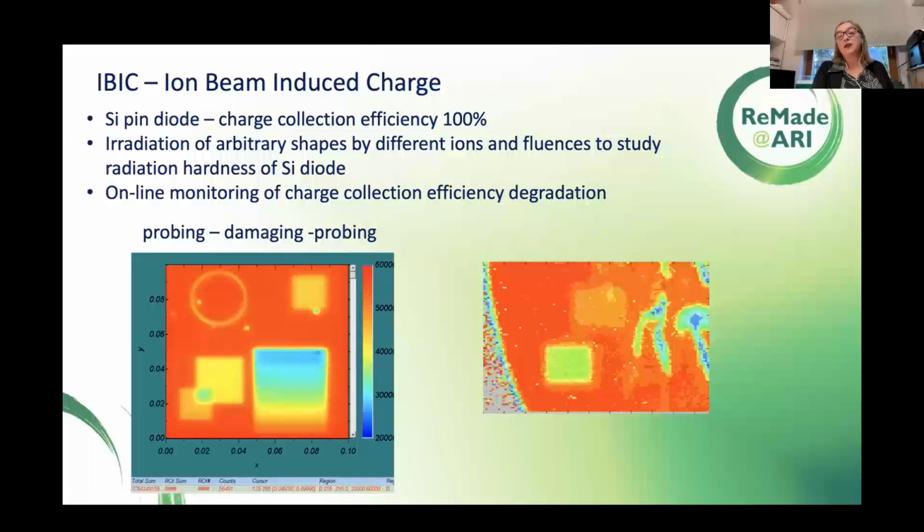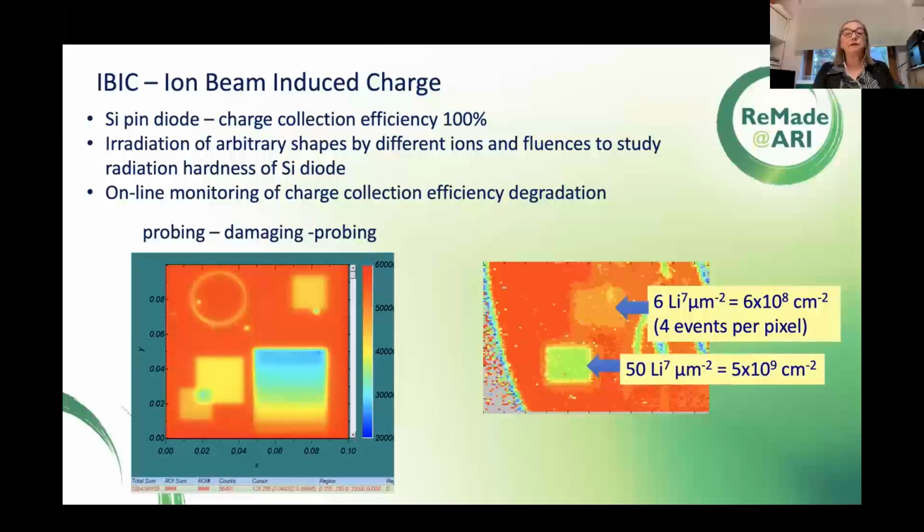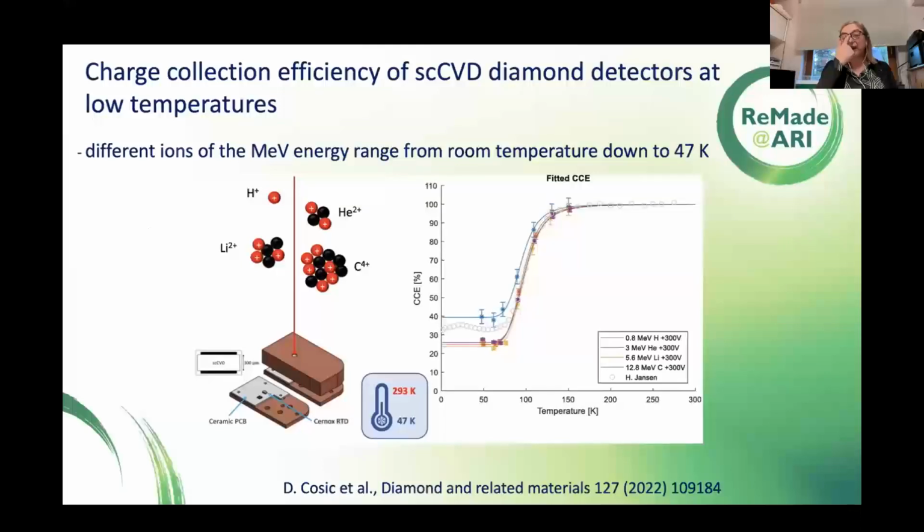So you can see how your detector is degrading with the fluence of ions you put inside. For instance, here you have two different square regions, and you put here, let's say, 6 lithium-7 ions per square micron, and here you put 50 lithium ions per square micron, and you see that this signal is higher, orange, than this, which is yellow-green. So you made more damage in your material if you put more ions in some place, which is quite understandable.